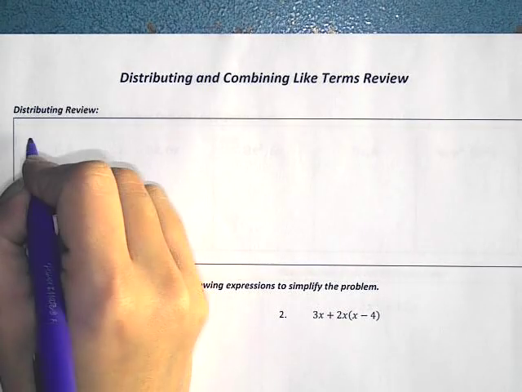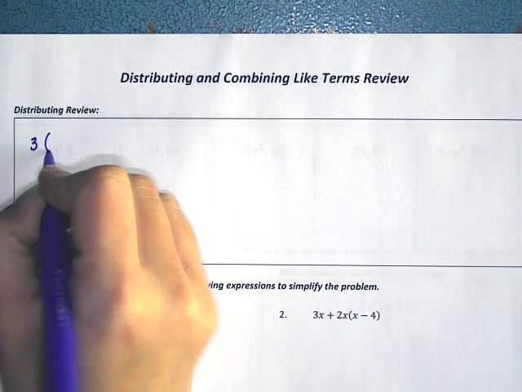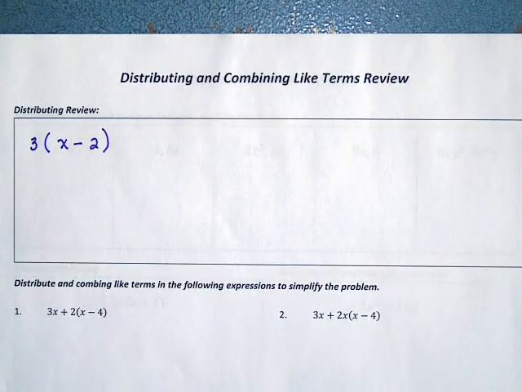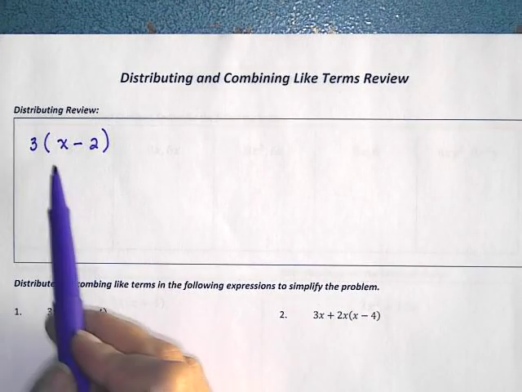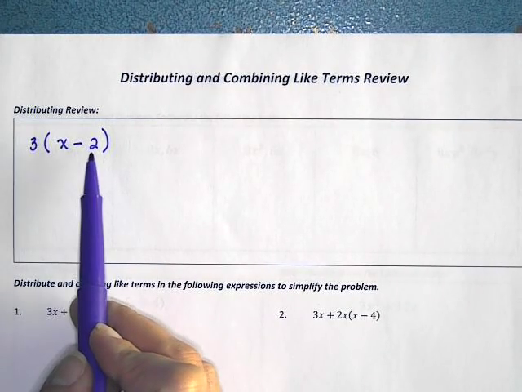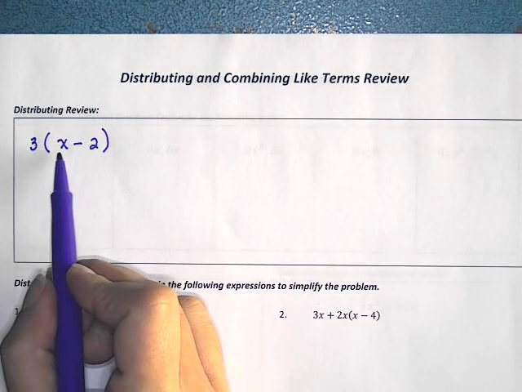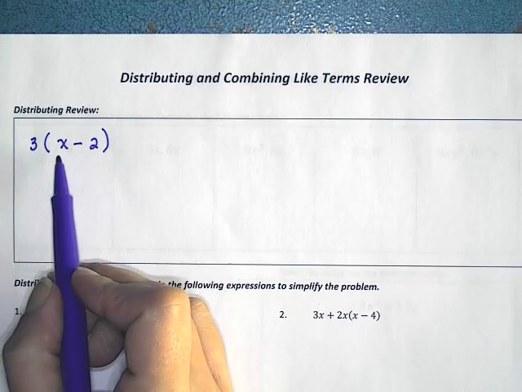The first problem I would like to review is this: 3 parentheses x minus 2. The first thing I notice here is that according to order of operations, I would need to simplify the x minus 2, whatever's inside of the parentheses first. However, because the x is unknown and there's no number for me to substitute, I can't simplify that.